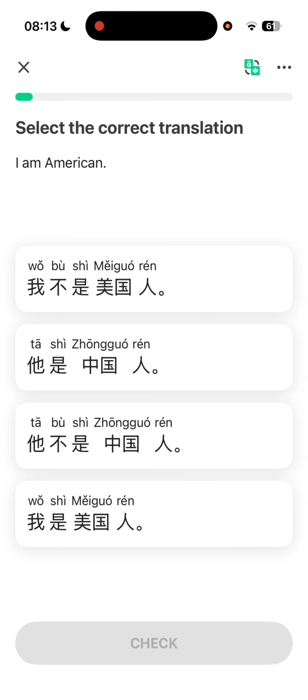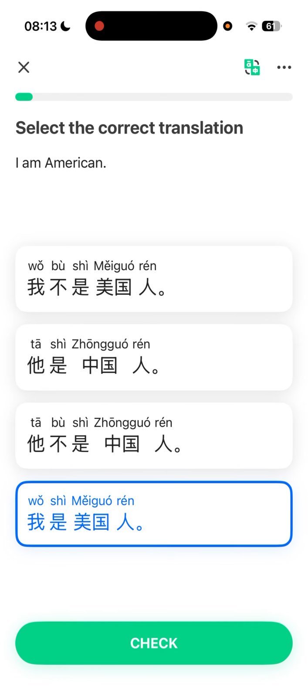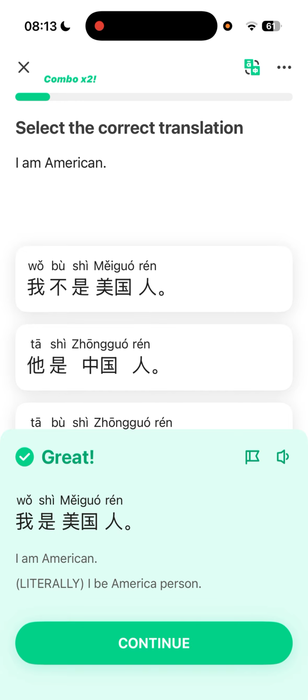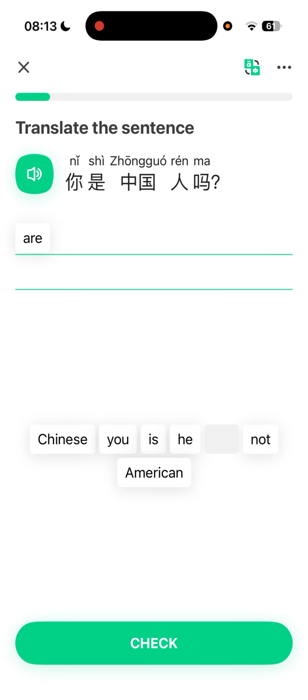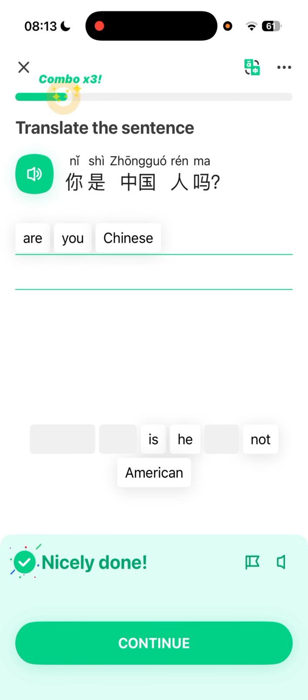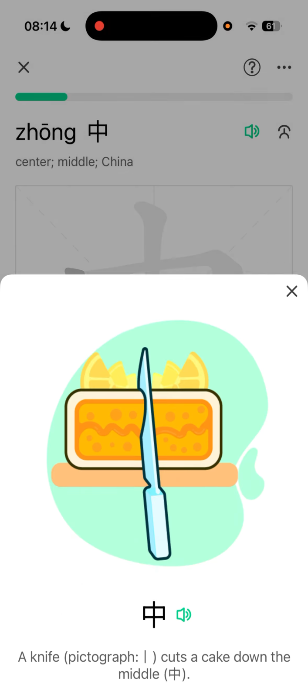I am American. 我是美国人。 你是中国人吗？ 中国 means China, so are you Chinese?